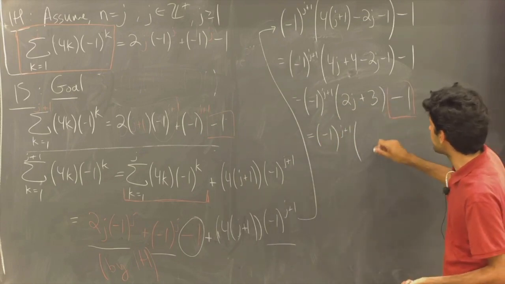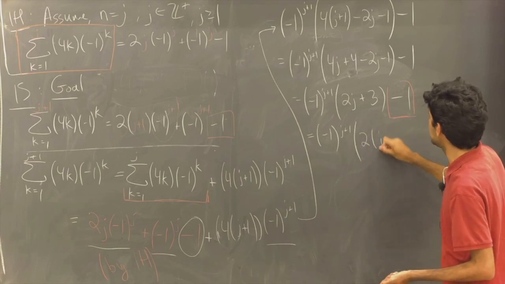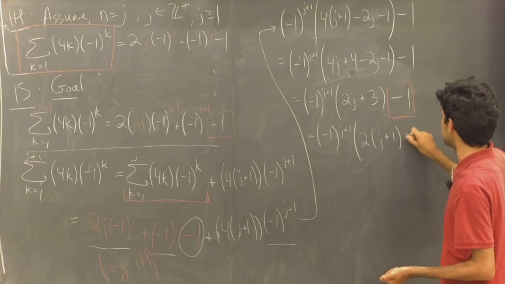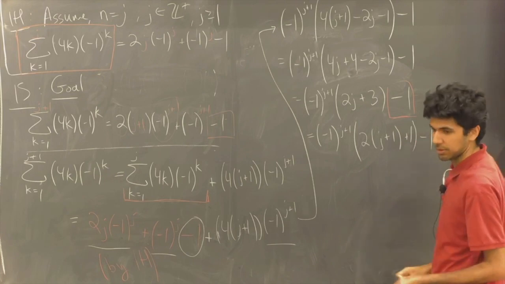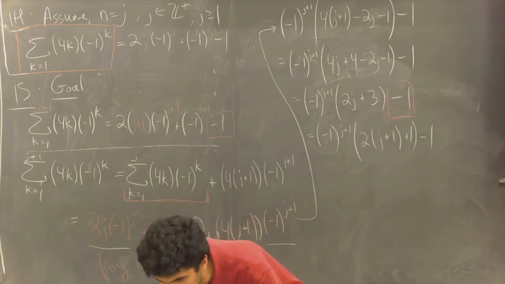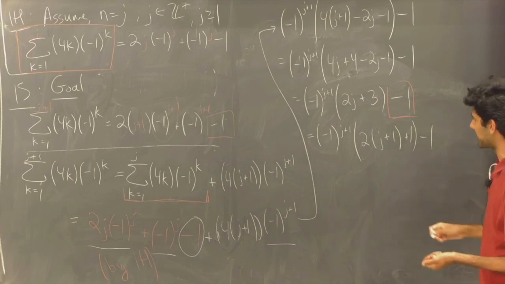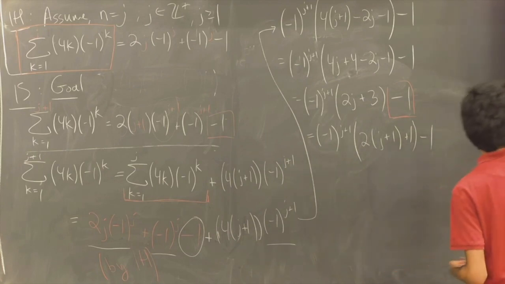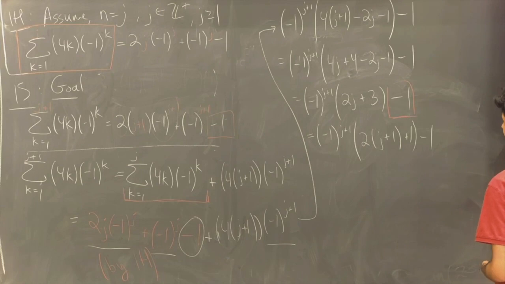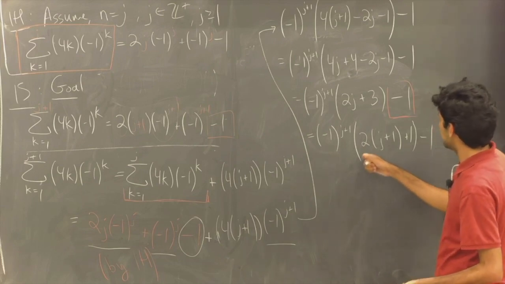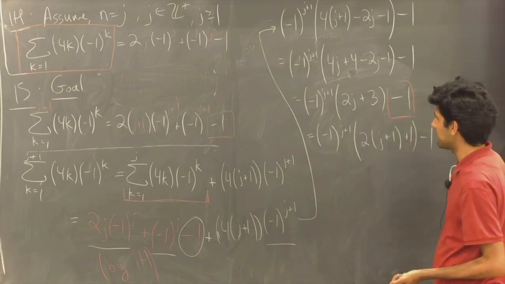I'll factor out a 2 from both of these, so it becomes 2 times j plus 1 minus 1. Hopefully I'm still in frame, which I am. It looks so squished because I'm right by a projector screen. I should have brought this up. Did not think about that. Well, that was dumb. Anyways, this is equivalent to that.